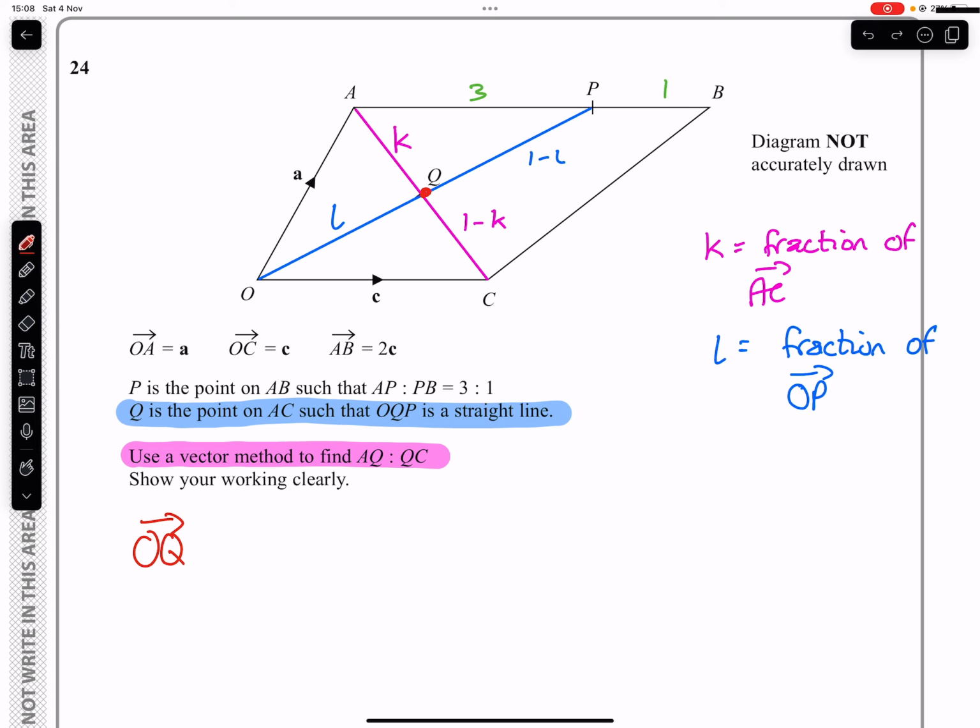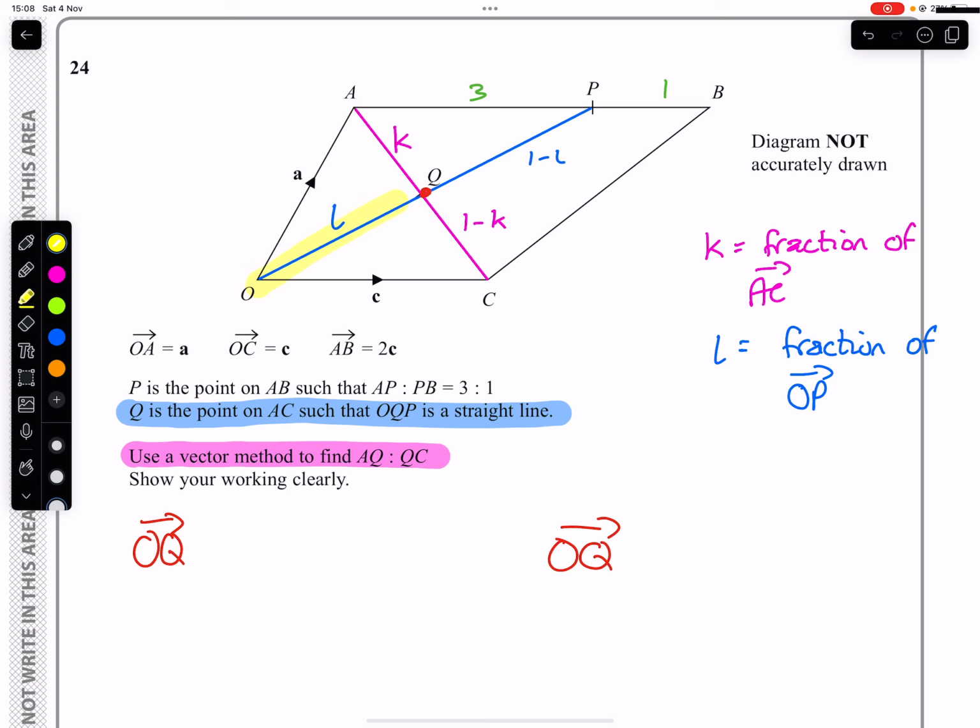O to Q, first of all, I'm going to go directly, which I'm going to highlight here in yellow. And O to Q, I'm going to go indirectly via A, which I'm going to highlight here in green. And I'm going to use the information that's given here. So we have O to Q, which by the yellow way is just going to give me O to Q.